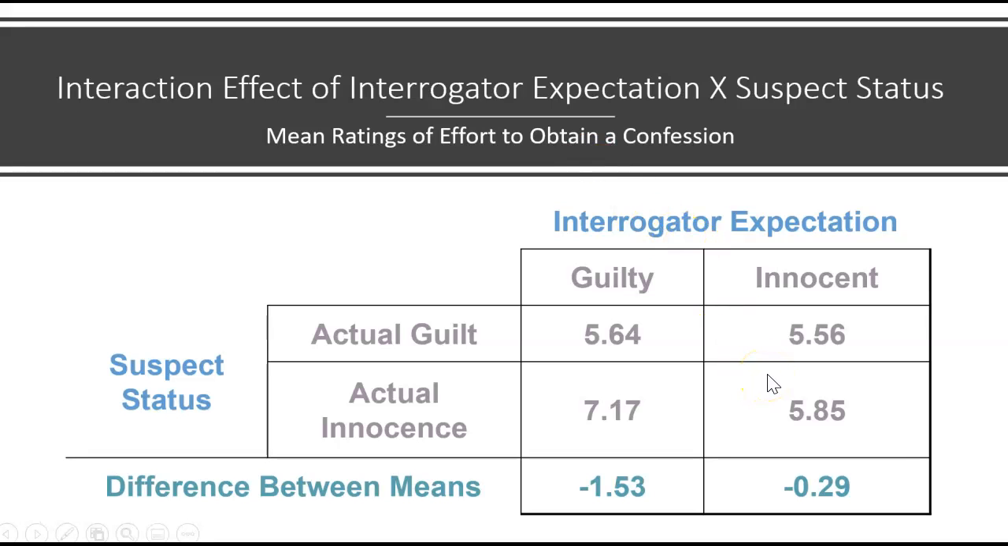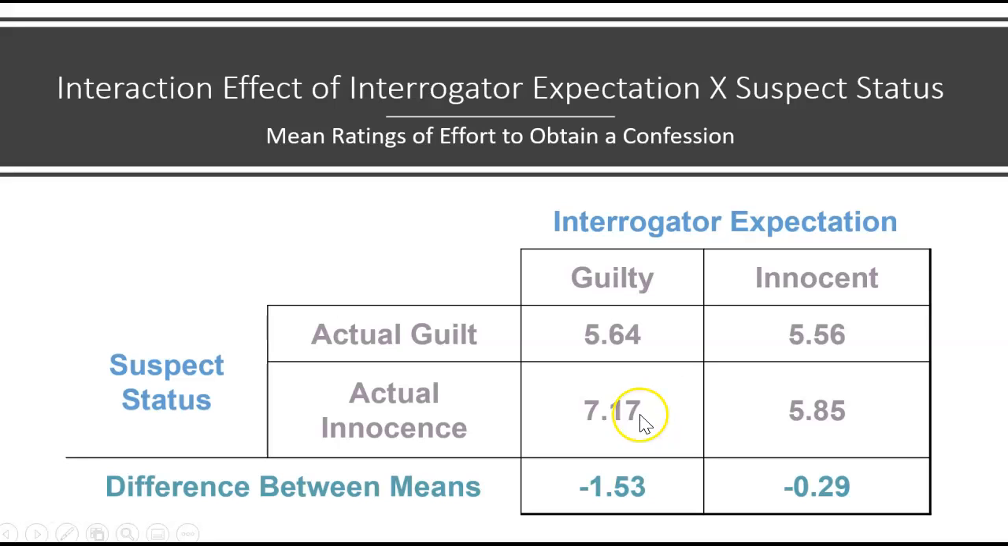And I always like to start by kind of eyeballing. What do I see in these means? Well, down here, this looks like the highest one, right? So that's the people who were actually innocent, but the interrogator thought they were guilty. They exert what appears to be more effort than in any of the other three conditions. So even without plotting this, I can say these are not going to be parallel lines.